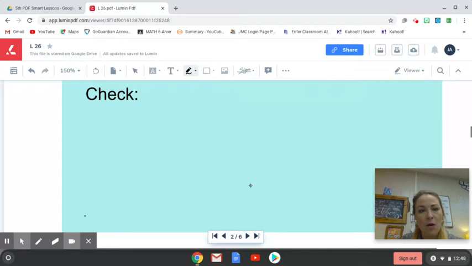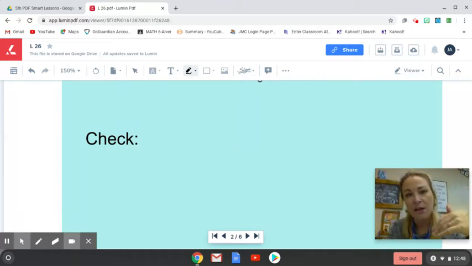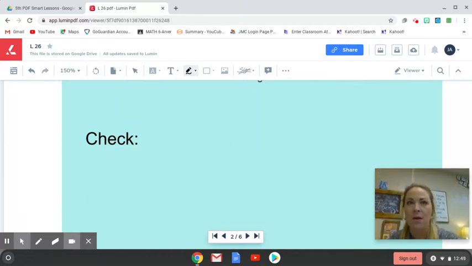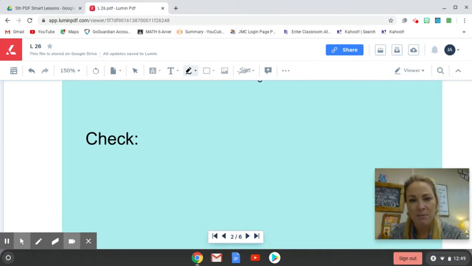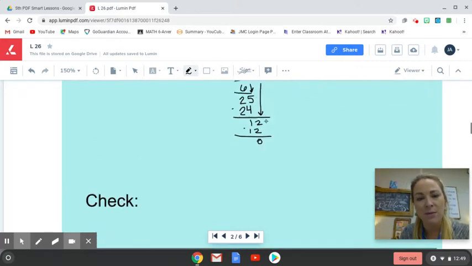Oh, checking my answer. So really important with any division work is to check your answer using that inverse operation or opposite operation, which would be multiplication. So in order to check our work, what we do is take our quotient and multiply it by our divisor on the outside. So we're going to take 284 times 3. And if that answer ends up being 852, our math was correct. So let's do that. 284 times 3.